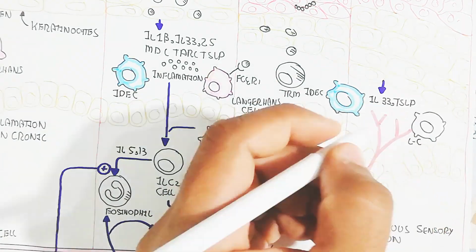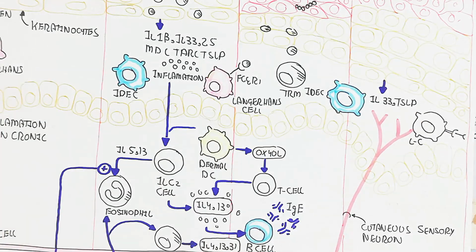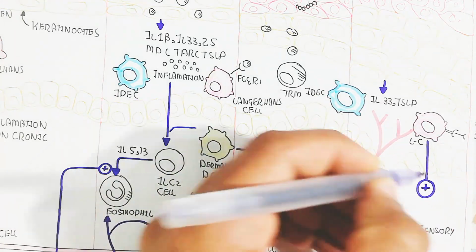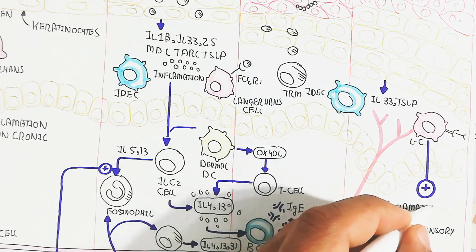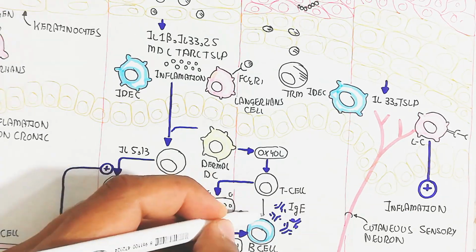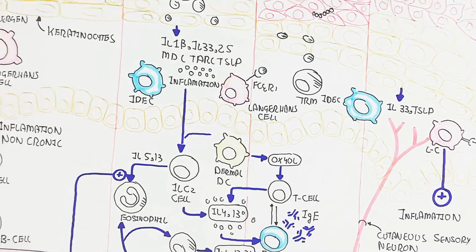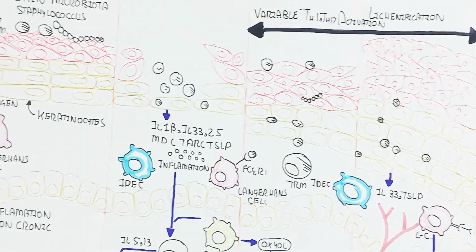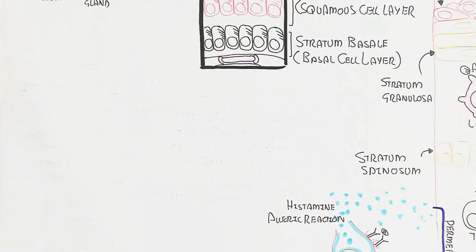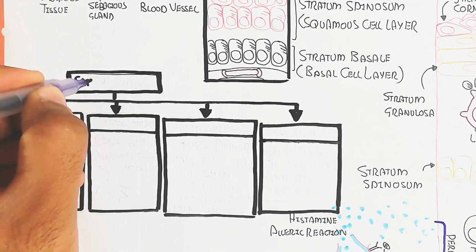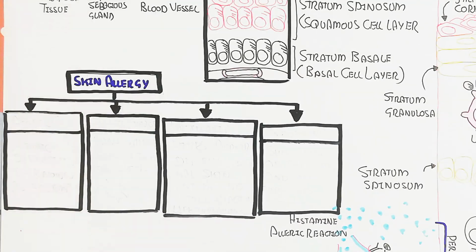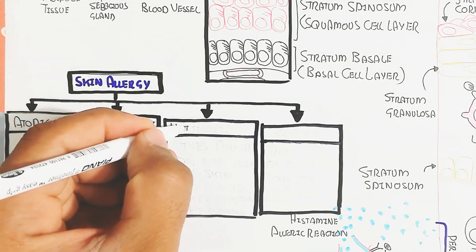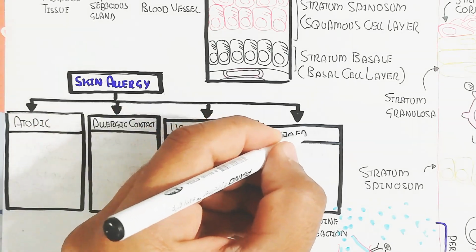Also the keratinocyte produces interleukin 33 and TSLP, which will be recognized, and the nerves detect the pain, swelling, the allergic response, and the inflammation. The cutaneous sensory neuron will sense the inflammation, and inflammation due to the Langerhans cell will attach with the antibodies to give the response. And in this way the inflammation will become chronic. So let's begin to understand the skin allergy types.